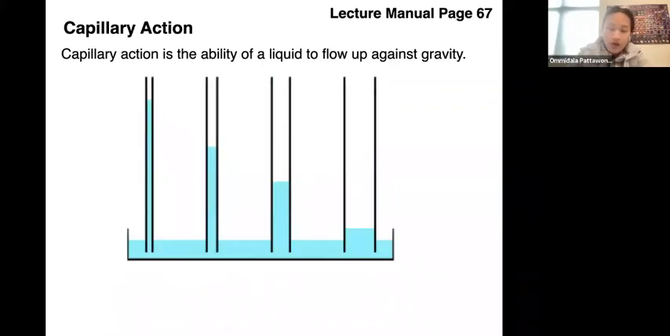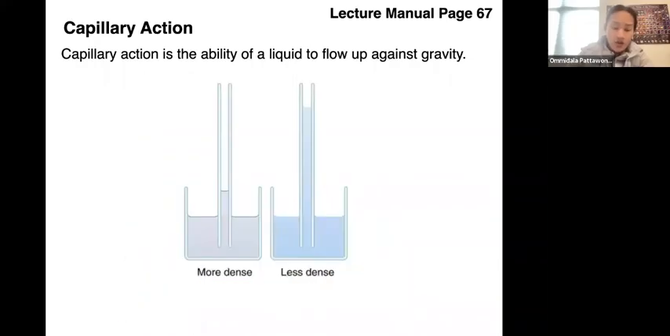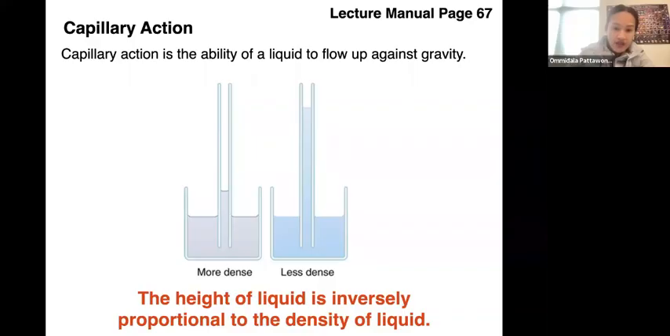The diameter of the tube also has an effect on how liquid can flow up against gravity. As you can see here, in the tube that has a smaller diameter, the liquid would be able to flow up against gravity higher than in the one that has a bigger diameter. And also the density of the liquid plays a role. Liquids that have less density are going to be able to flow up against gravity better. Therefore, in this case, the height of the liquid is going to be inversely proportional to the density of the liquid.